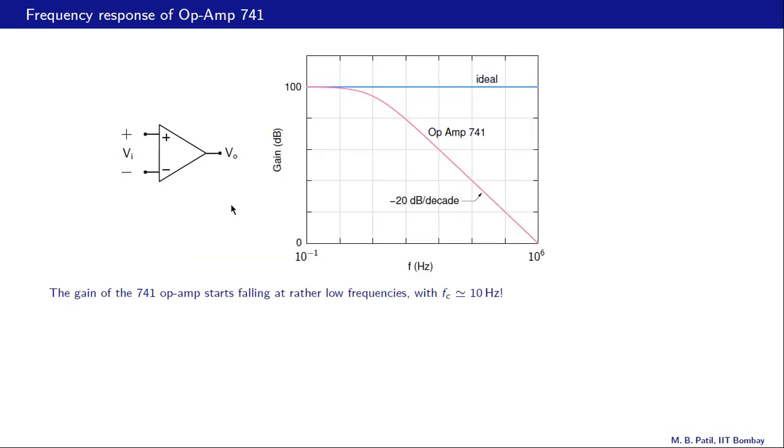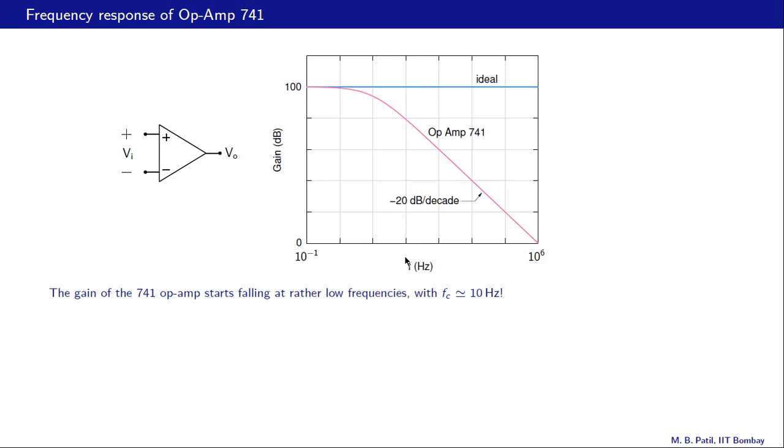Let us start with the frequency response of the op amp, in particular op amp 741. Here is the gain in dB versus frequency in hertz, and we are plotting the frequency on a log scale going from 0.1 hertz all the way up to 1 megahertz here. So it's 0.1 hertz, 1 hertz, 10 hertz, 100 hertz and so on.